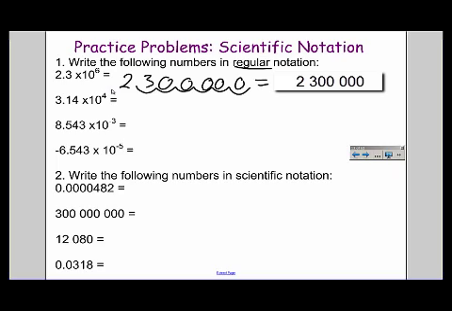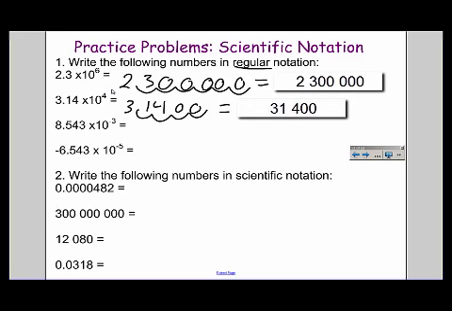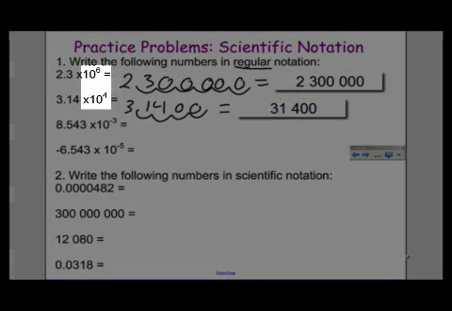If we do that a couple more times, same thing with the second one here, 3.14. I'm going to move it over 4 times, and it's positive, so we're going to make a big number. Start with my pen on the decimal. 1, 2, 3, 4. I fill in my zeros, and I'm going to clean it up a little bit. 31,400. So both of those numbers that we've used already are large numbers. So we notice again that our exponents are positive in this case.